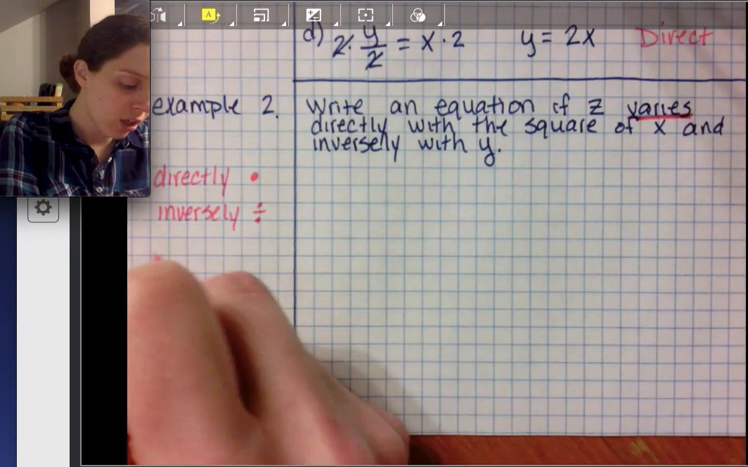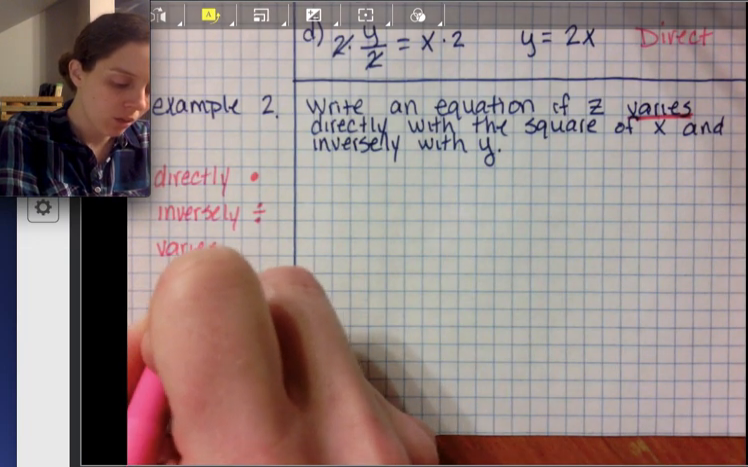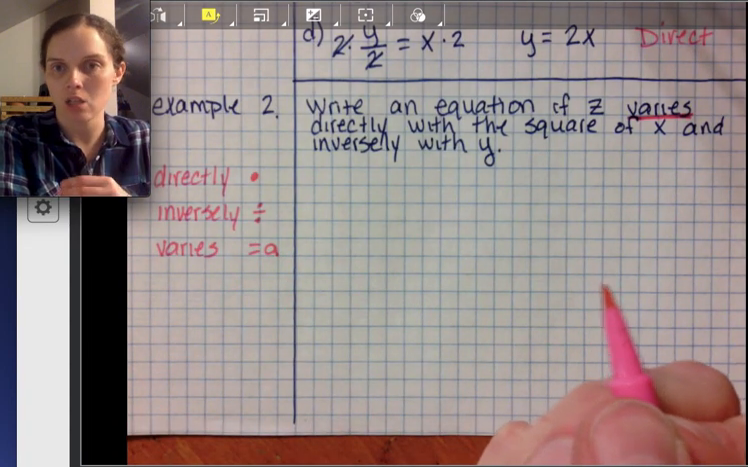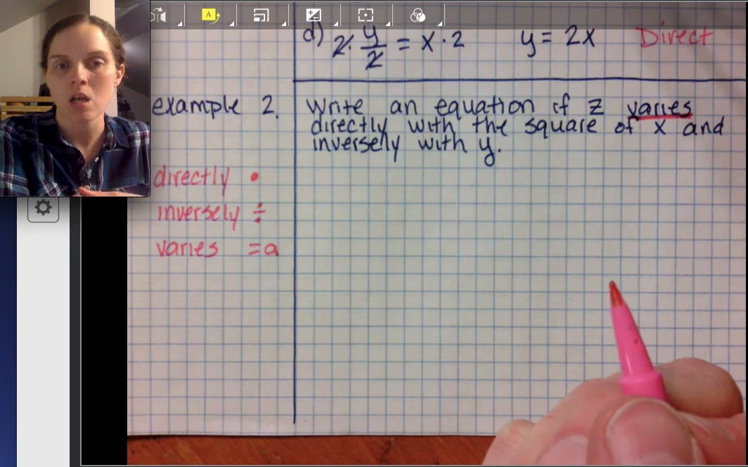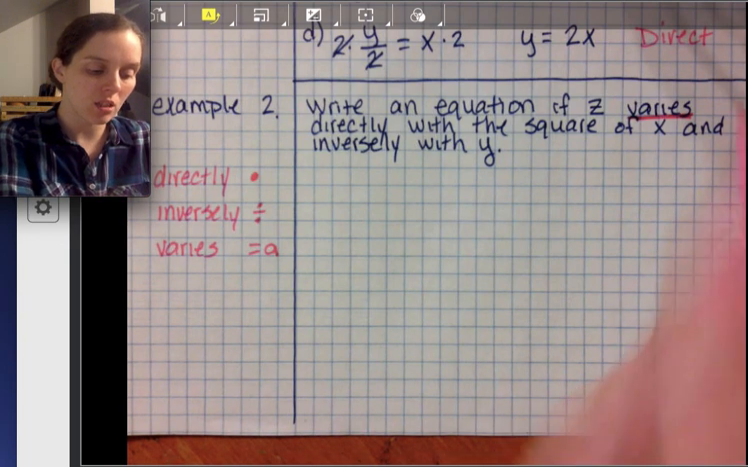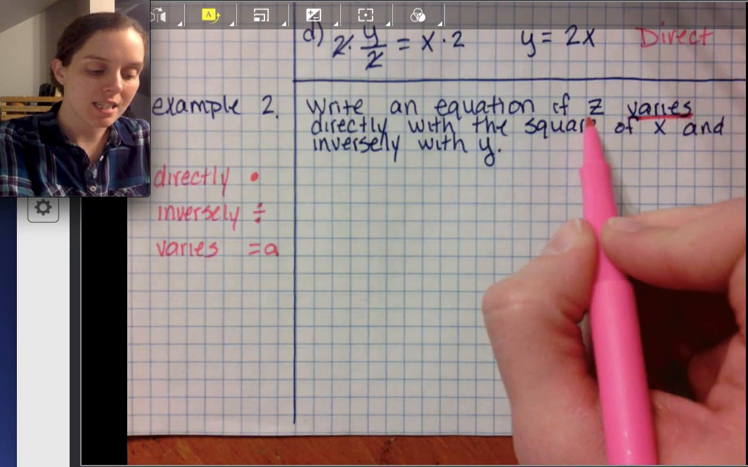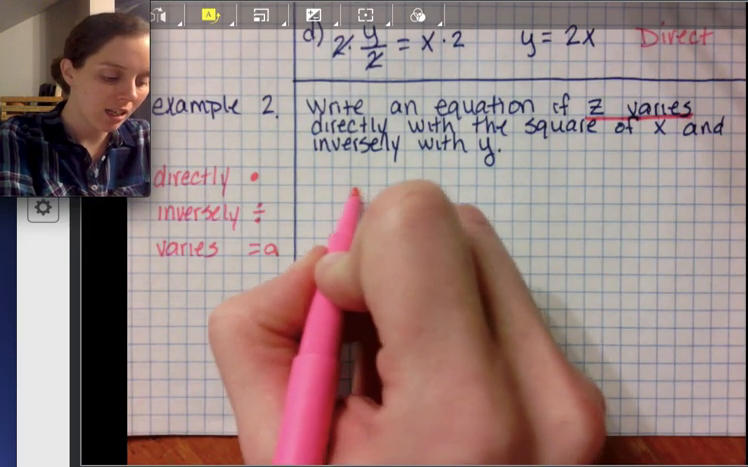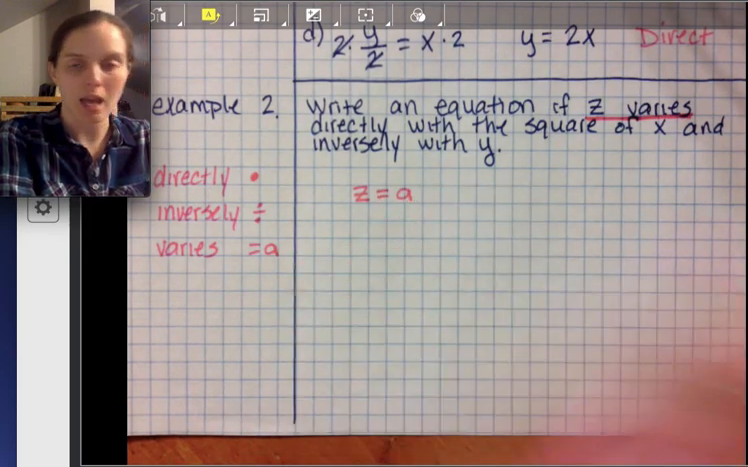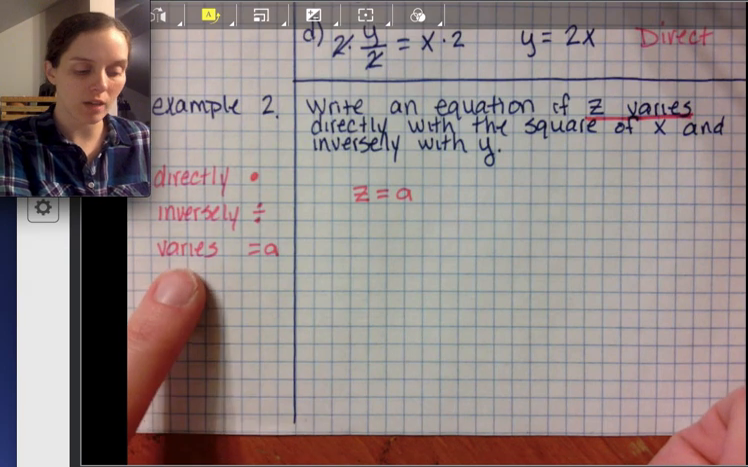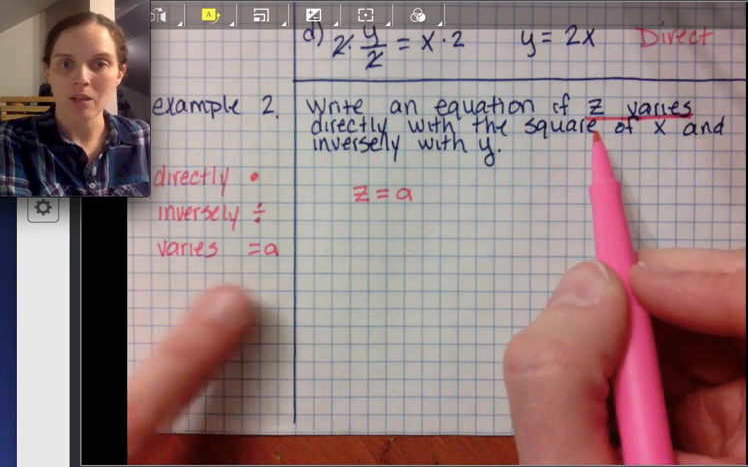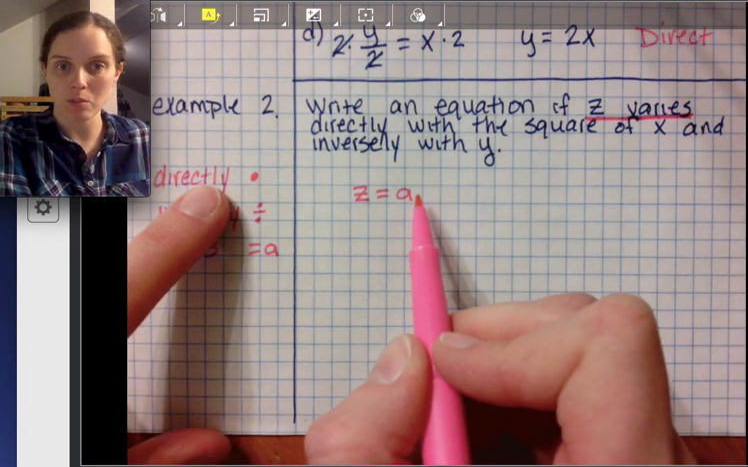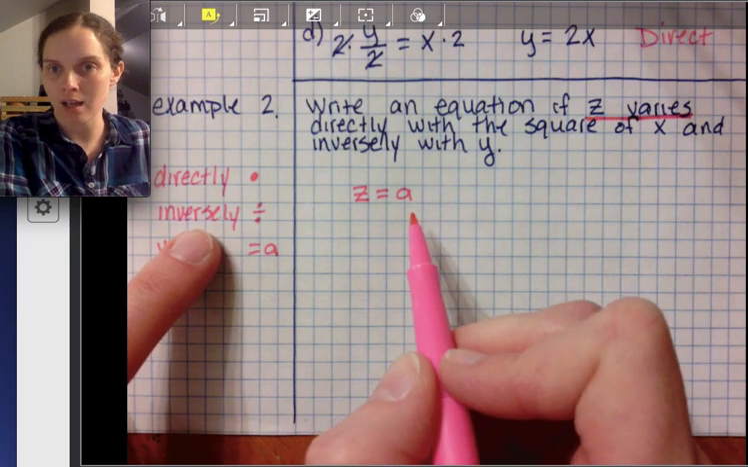And when you just see the word varies, this is where we're going to start. We are going to write whatever they said equals A. So there's always this A, this constant. They don't give me any numbers, I don't know what it is, so we're going to use A. So, write an equation if Z varies. I'm going to stop right there and say Z equals A. Whenever you see the word varies, whatever variable they put in front, write that down, equals A. Then if it says directly, you multiply times A. If it says inversely, you divide the A.